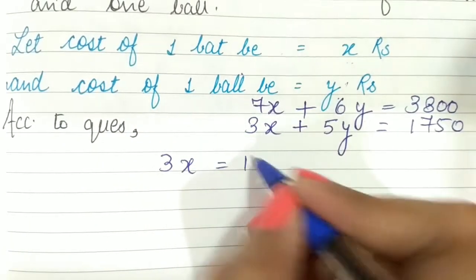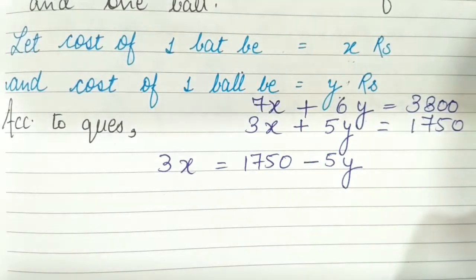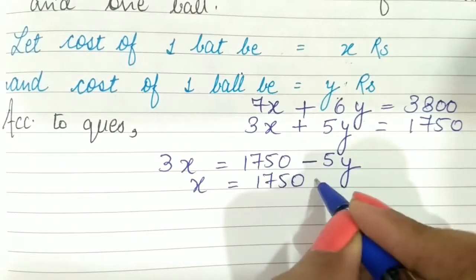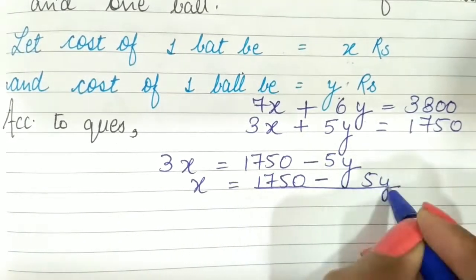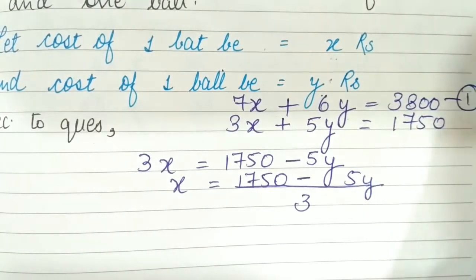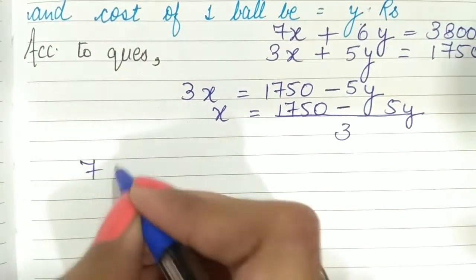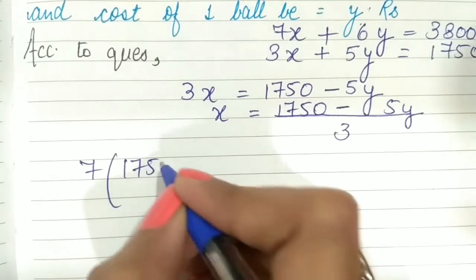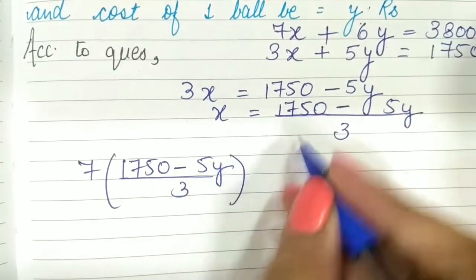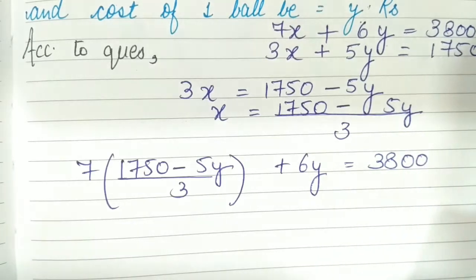3x equals 1750 minus 5y. So the value of x from here will be (1750 minus 5y) upon 3. Put this value of x in equation first. Then we will get 7 times (1750 minus 5y) upon 3, plus 6y, equals 3800.